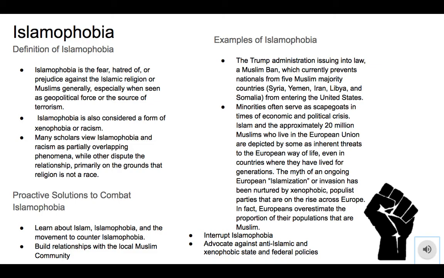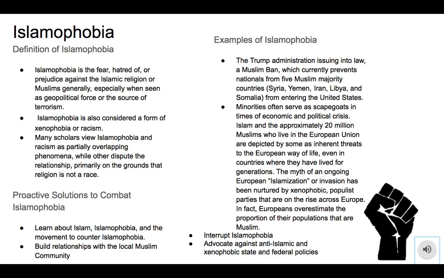One of the most recent examples of Islamophobia, at least in the United States, is the Trump administration and what they did in 2017, 2018, which was pretty much issuing a Muslim ban, which prevented nationals from 5 majority Muslim countries, including Syria, Yemen, Iran, Libya, and Somalia, from entering the United States.